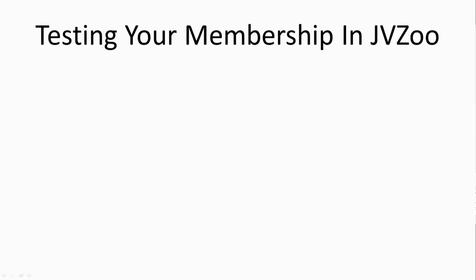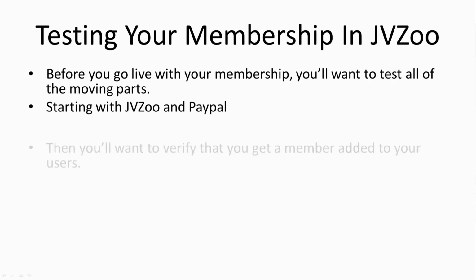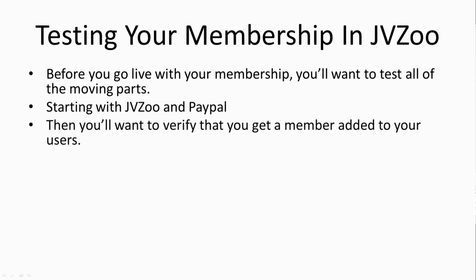Welcome back. Now in this video, we're going to be talking about testing your membership in JVZoo as well as in your WordPress installation. Before you go live, you'll want to test all of the moving parts of your membership. You're going to start with JVZoo and PayPal, and we're going to show you how to do that here in a minute. You're also going to want to verify that you get a member added to your user section.